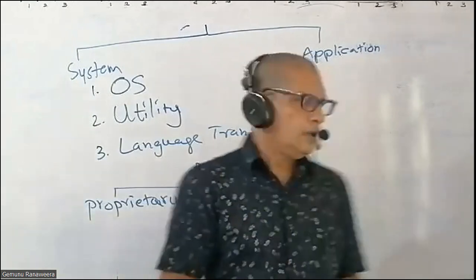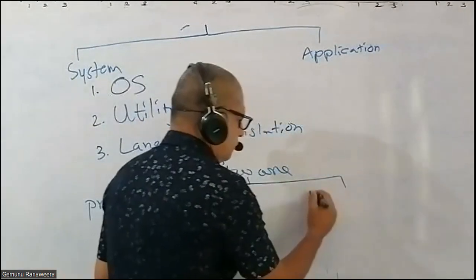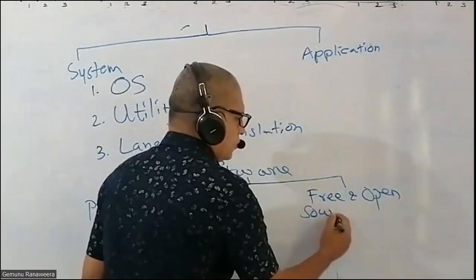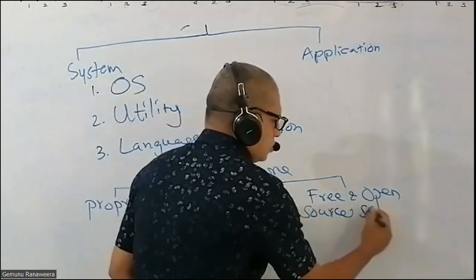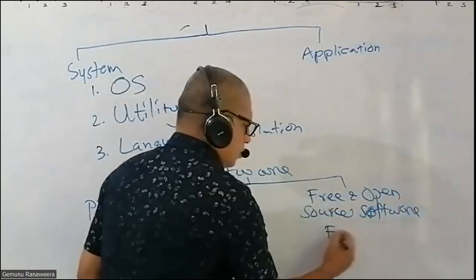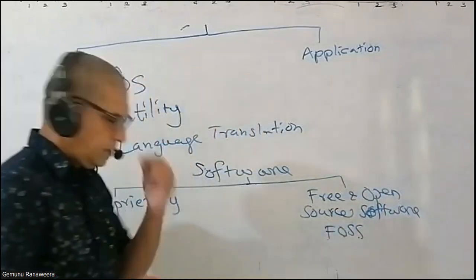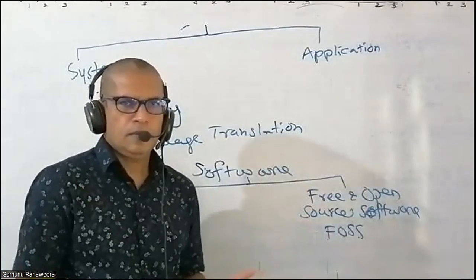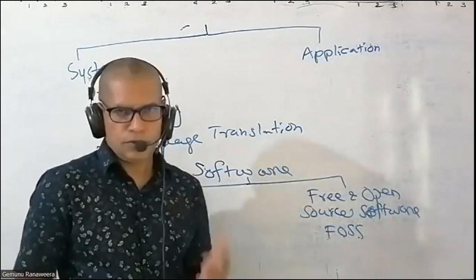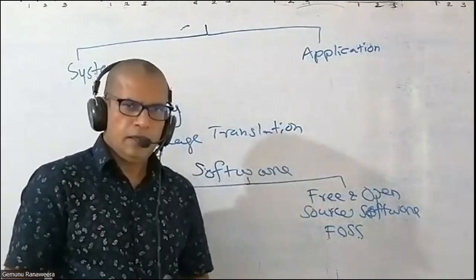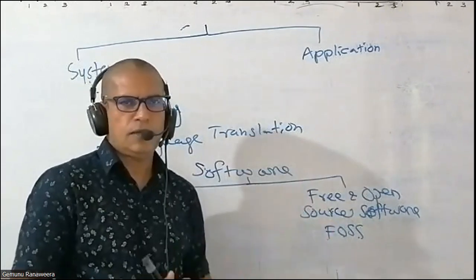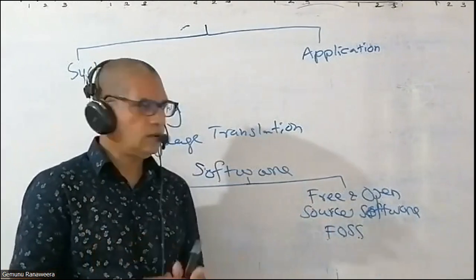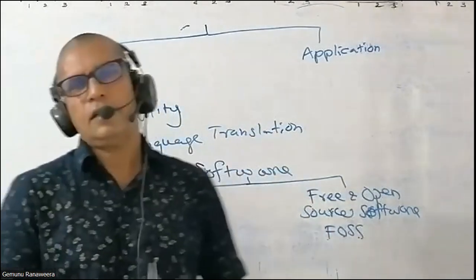The other one is the free and open source software. We call them FOSS, free and open source software. What is special about this one is that the source code is available. So you can get the source code freely, and most of the time, even the software is given freely. So we can modify these source codes and develop an advanced version or customize the software. So this is the basic classification of software.